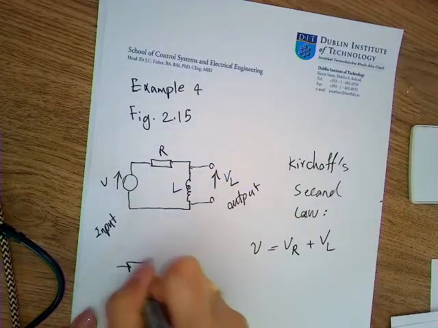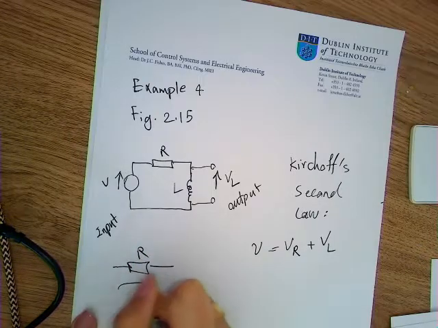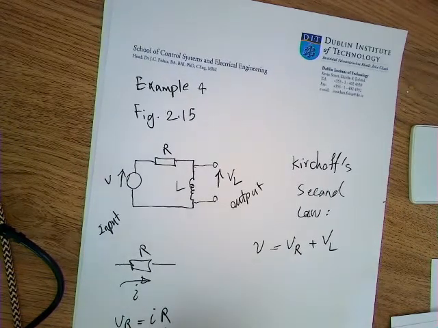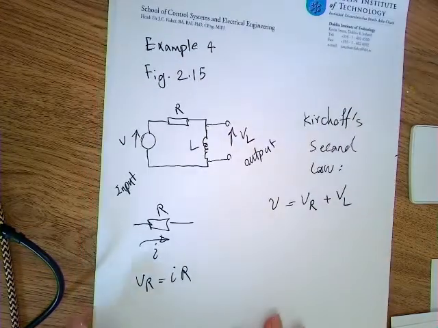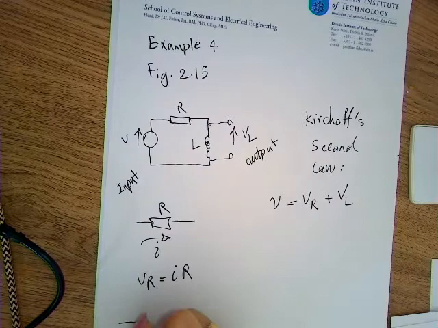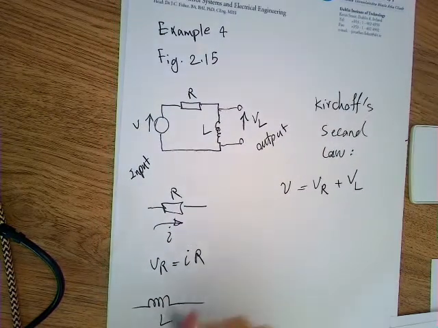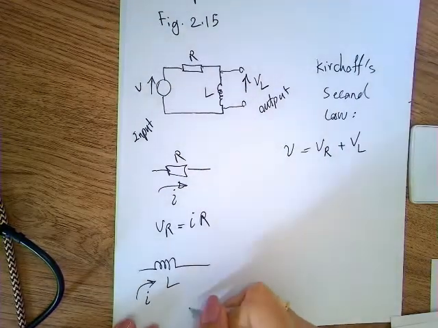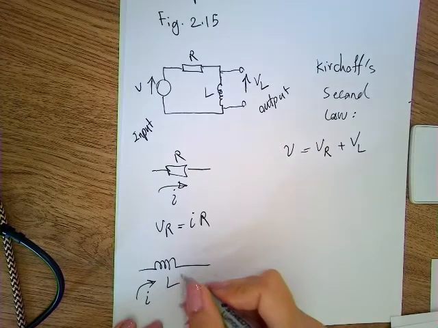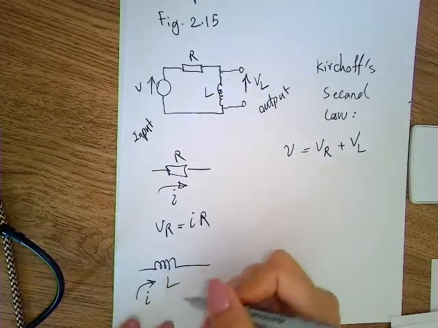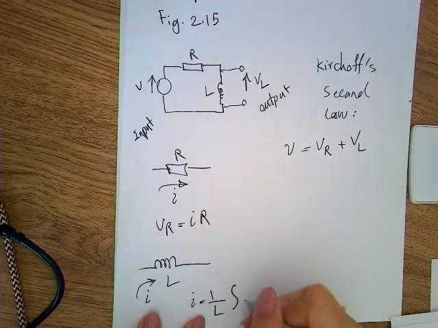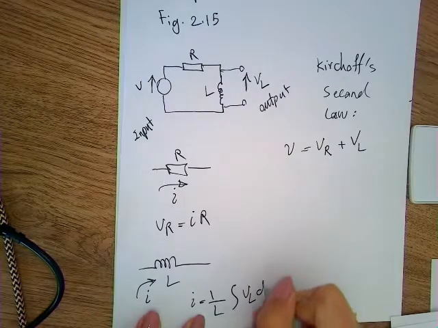For my VR, that is very easy. I know that when I have my R and then I is flowing through it, the voltage across it, VR, is equal to the current multiplied by the resistance. Now for VL, this is my inductor. Again, we assume that current I is flowing through this inductor, and the relationship that I has with the voltage across this inductor is I is equal to 1 over L integration of my voltage over time.